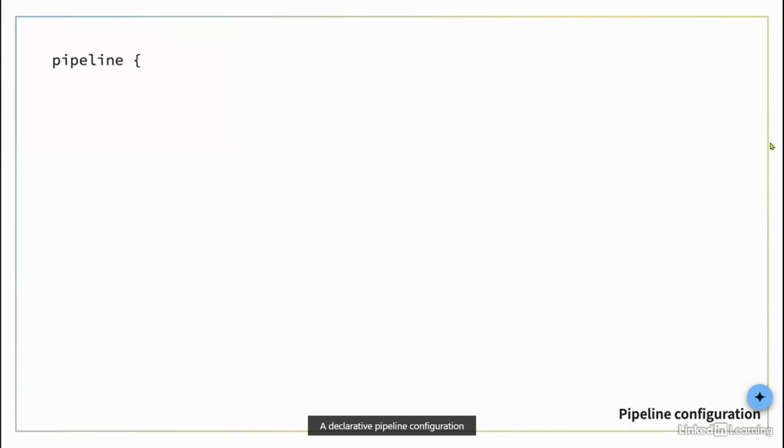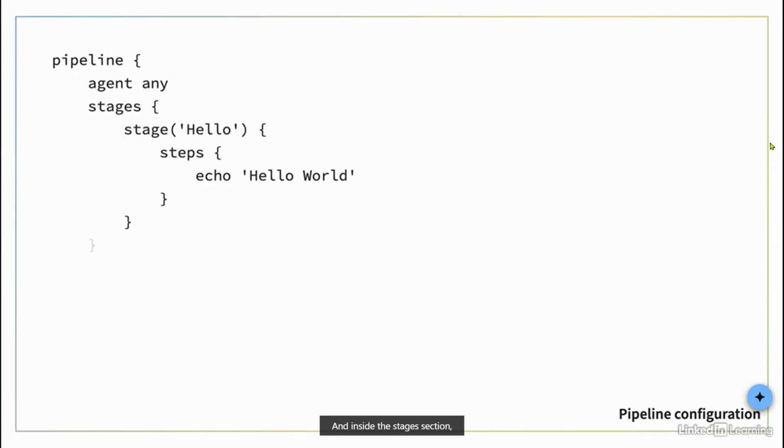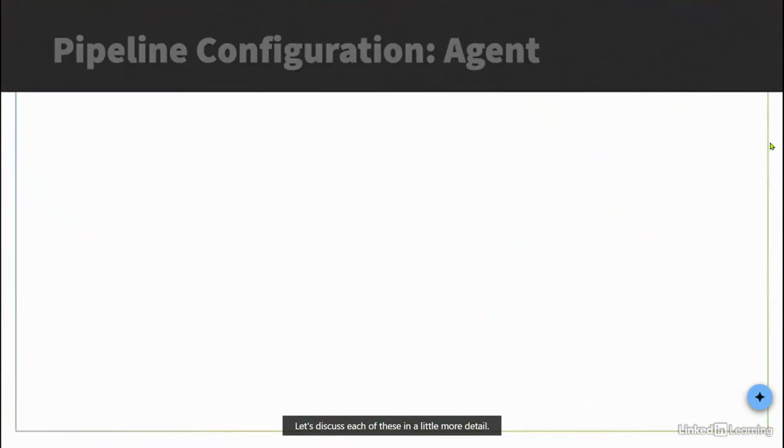A declarative pipeline configuration has three required sections: an agent section, a stages section, and inside the stages section, we're required to have at least one stage with at least one step. Let's discuss each of these in a little more detail.